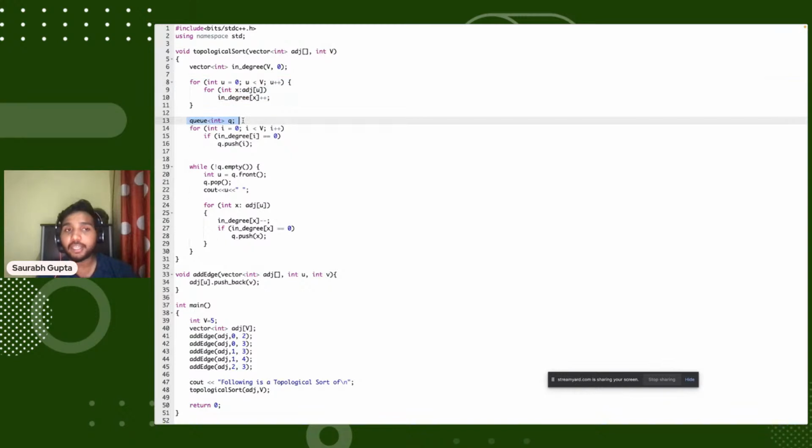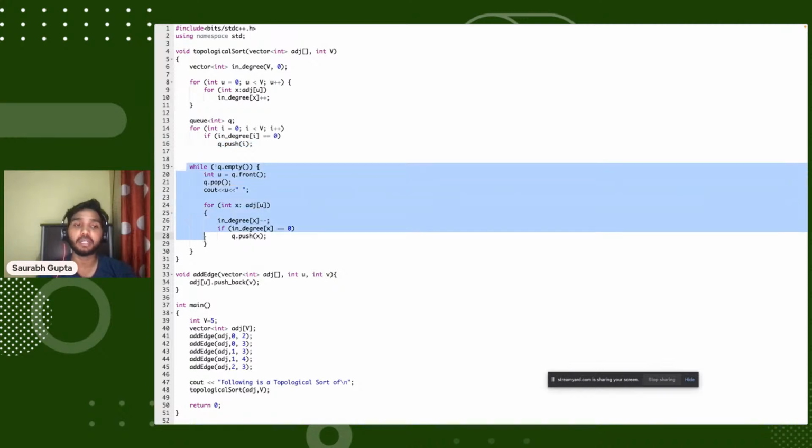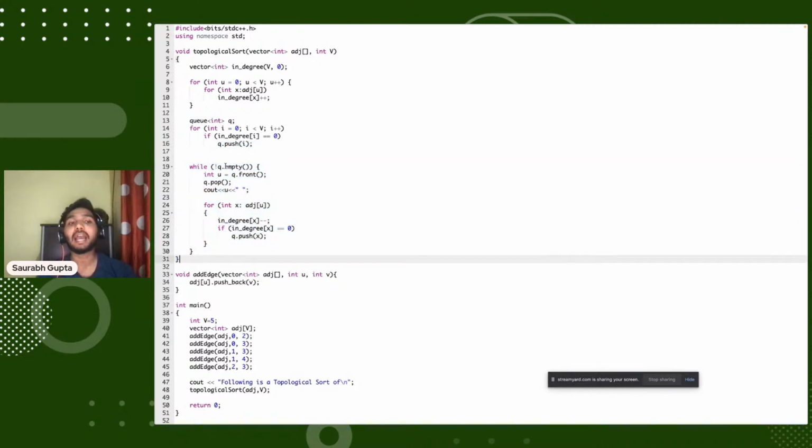Then we'll create a queue. Okay, and again we'll follow that particular algorithm. We'll try to find out what vertices have in degree equal to 0. Okay, all those vertices which have in degree equal to 0 would be pushed inside the queue, and then I'll run this loop in which I will pop out the first element. The running condition would be until the queue is empty, right? I will pop out the front element.